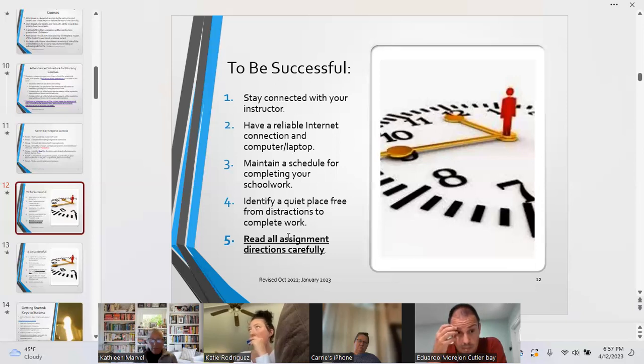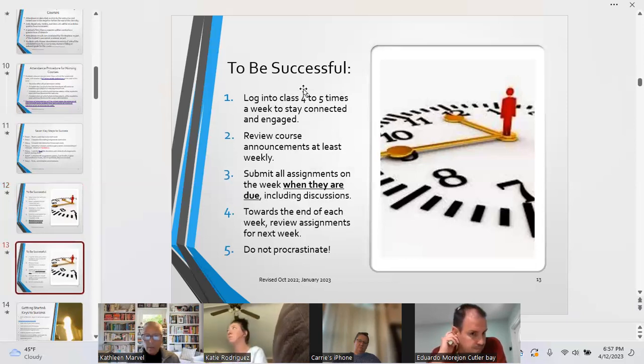Identify a quiet place, free from distractions, to complete your work. Read all assignment directions carefully. That's your rubrics. The announcements are my communication with you, so check them. I don't know if you guys get alerts, but I would log into class 4 to 5 times a week. I'm posting stuff pretty frequently.